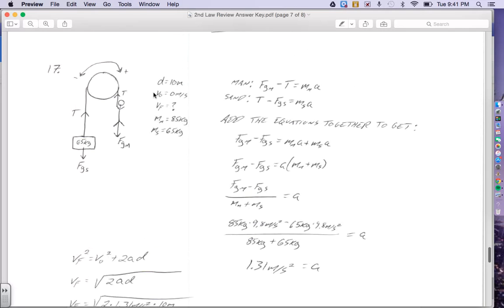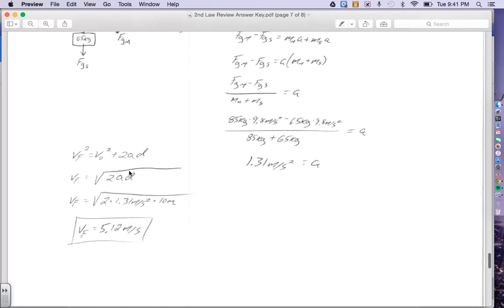You might say, wait, we're trying to solve for the final speed. Why are we looking for acceleration? Because in kinematics, which is where I'm going to be getting final speed, I only have two other variables. I have d and I have v naught. So I needed a third one in order to actually get the final speed. And the only one that I could get is acceleration, because that's what forces and kinematics have in common.